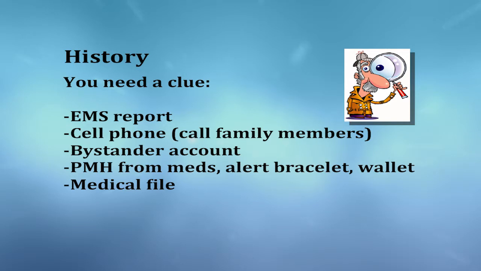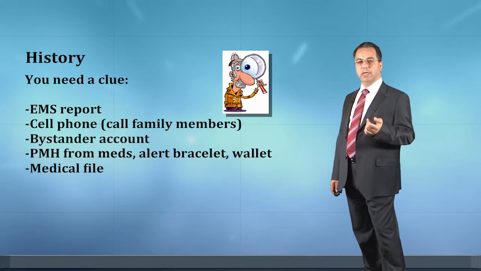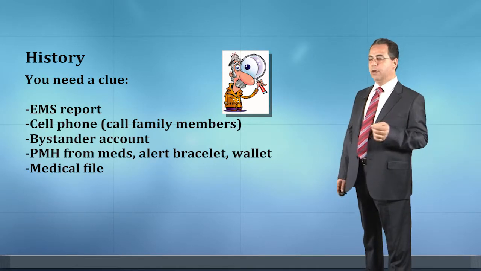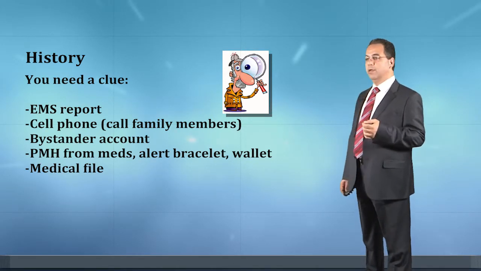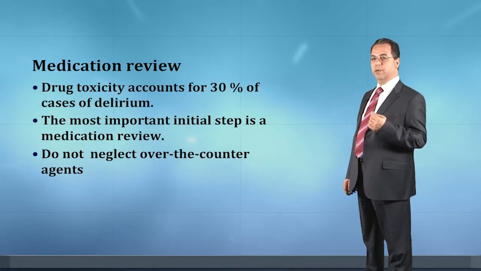department, anything from the ambulance report, or by contacting his family or relatives by cell phone, anything from a bystander witness account. If the patient has been to your facility before, I would review his medical file. We need to review his medication list, check if the patient has any alert bracelet on his wrist telling us any medical information, or in his wallet. And we need to review his medications.